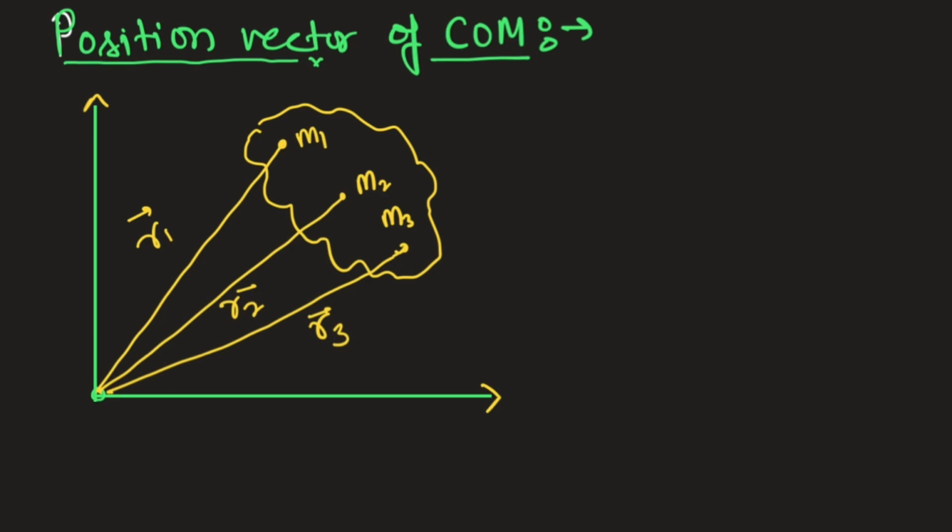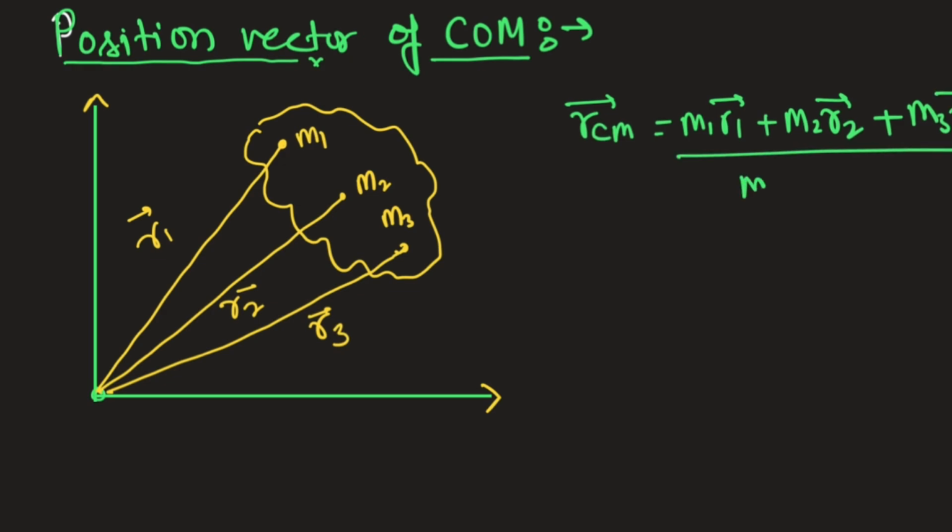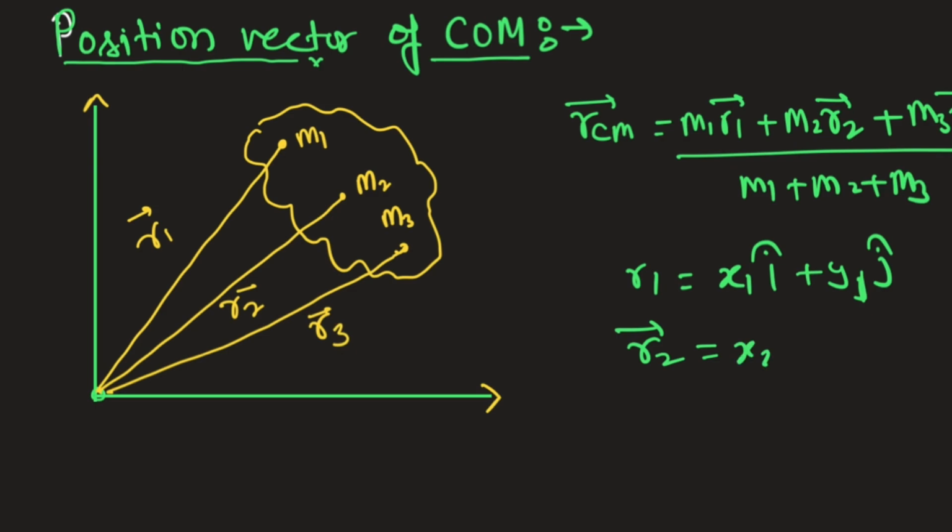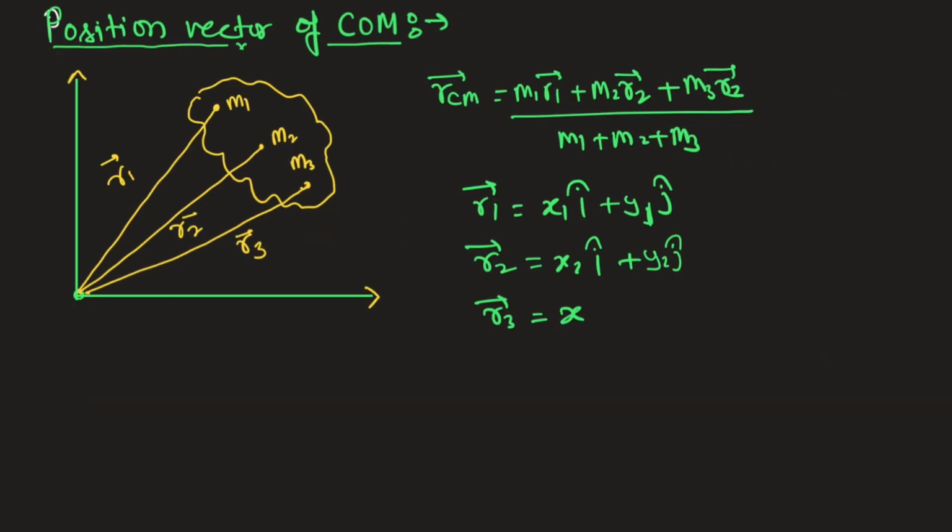So if I want to find the center of mass, I'll write r_cm is equal to m1 r1 vector plus m2 r2 plus m3 r3 divided by m1 plus m2 plus m3. And r1 I can write as x1 i cap plus y1 j cap. Similarly r2 I can write as x2 i cap plus y2 j cap, and r3 is equal to x3 i cap plus y3 j cap.